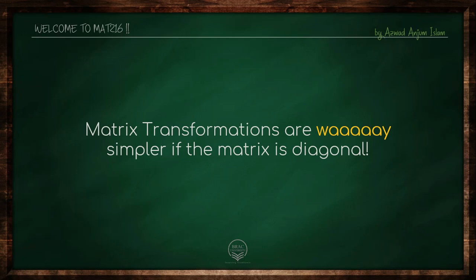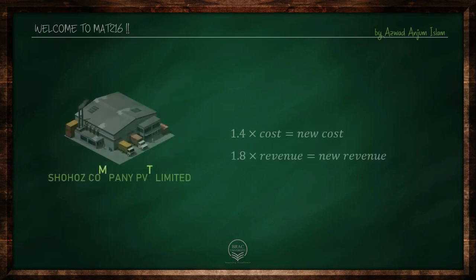Allow me to demonstrate that using an example. So think about your company, and this is the simplest company in the world we are talking about, because every year the cost and revenue of this company just increases by a certain constant factor. So as you can see, in this case, the cost of the company every year increases by 40%. So the new cost is 1.4 times the old cost, and the revenue increases every year by 80%. So apparently this is also the best company in the world to invest in, if I had the money to invest.